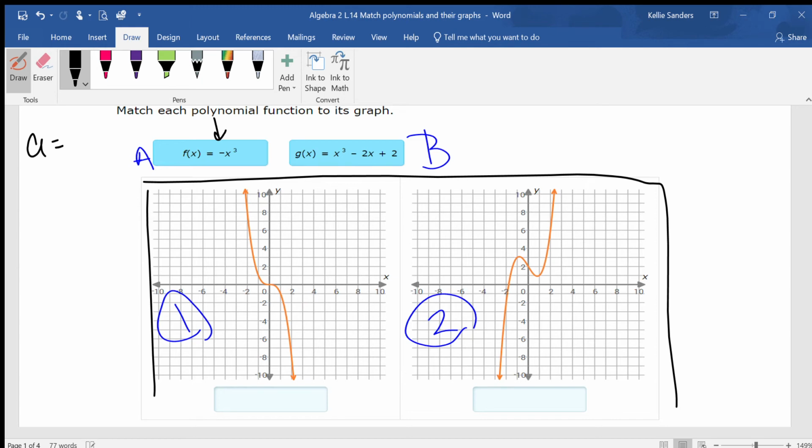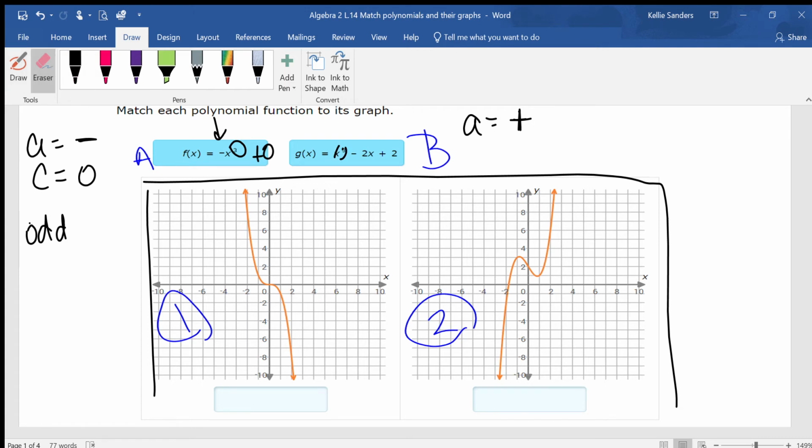So here, your A is negative. It's odd, so they're going to be in different directions. Your C is 0. That's pretty much all I have on this one. Our A is positive. Our biggest exponent is 3, so it's odd, so it's going to go in different directions, and our C is 2.